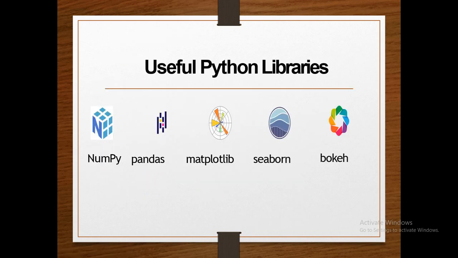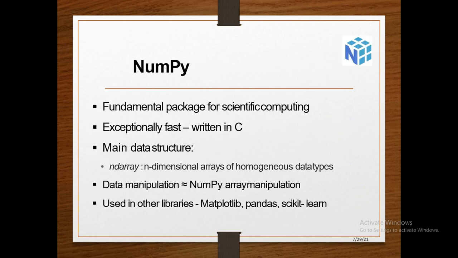Now, what are the useful Python libraries? We are going to use Numpy, Pandas, Matplotlib, Seaborn and Bokeh. So in our visualization technique, we are going to try and use all these Python libraries in our next coming series. Now, what is Numpy?